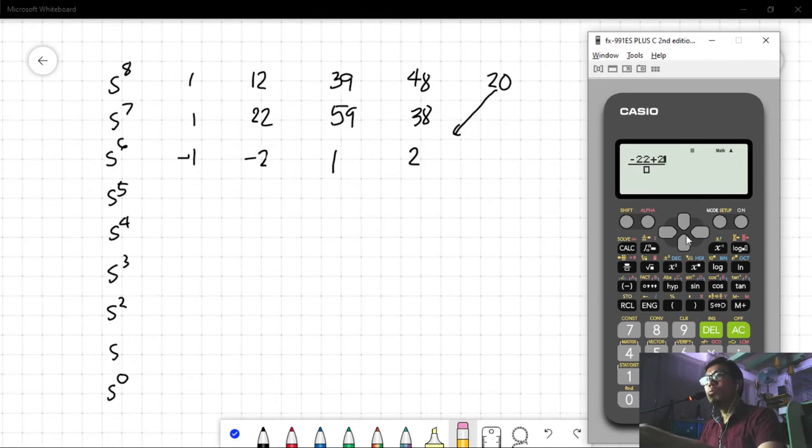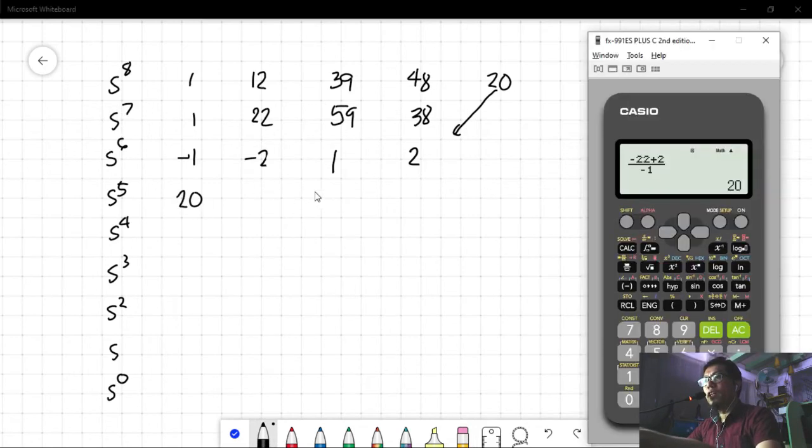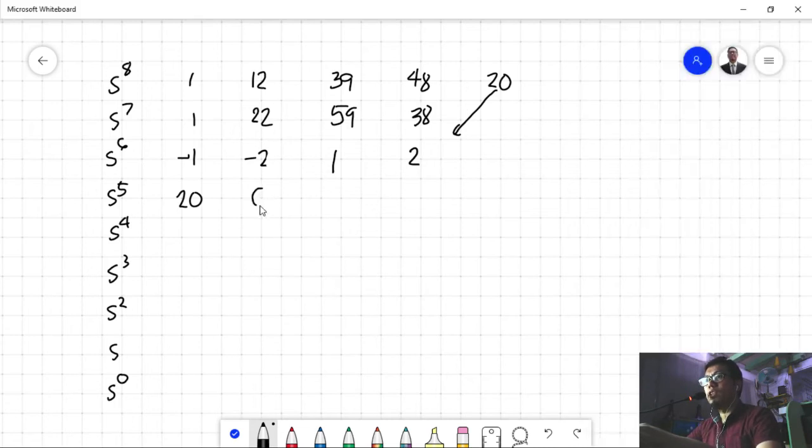Plus 2 divided by negative 1. So that should give you 20. Okay, this is 20. And then yung next one is negative 59. Negative 59 minus 1 divided by negative 1. That should give you 60. Okay. So this is 60.